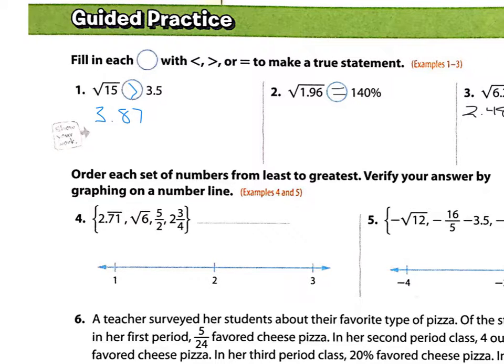All right, number 4. We got to convert all these into decimals, right? So number 4, we got to convert all of these into decimals. Wait, sir, what was number 3? Should have been paying attention.